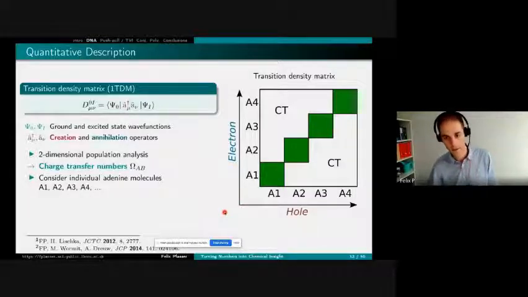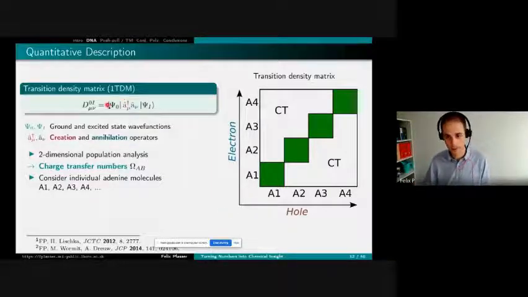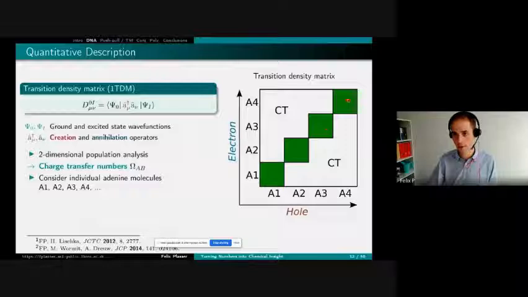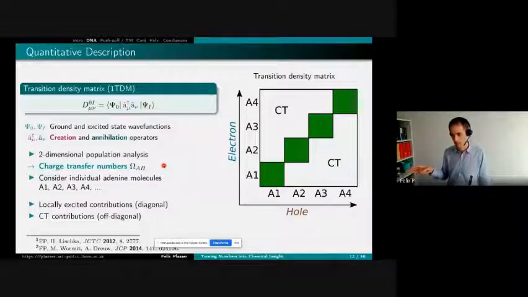Now we just look at which ones are the largest elements of this matrix, and then we can decompose this. For example, here in the diagonal are the local excitations on the individual molecules, and out here are the charge transfer excitations. So then we press the button, and we get this decomposition into the individual local excitations and charge transfer contributions.